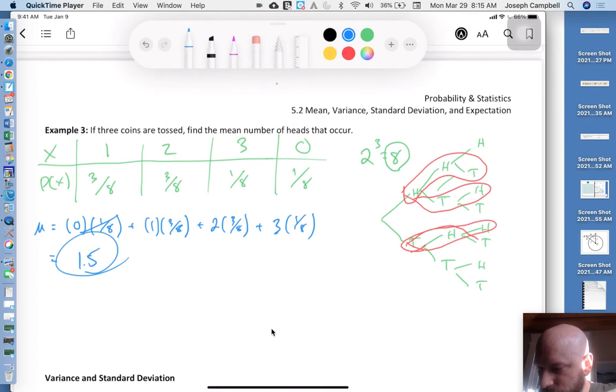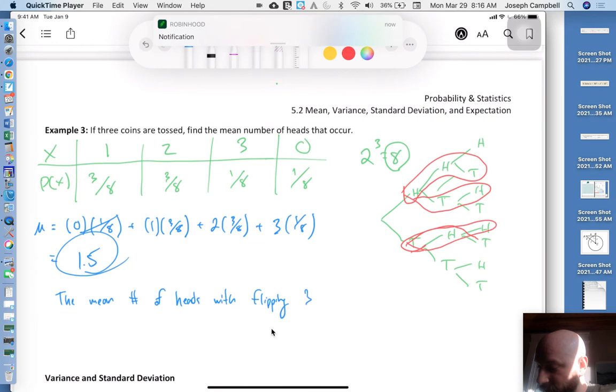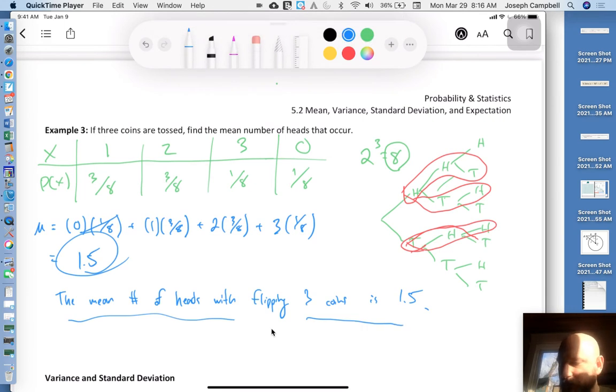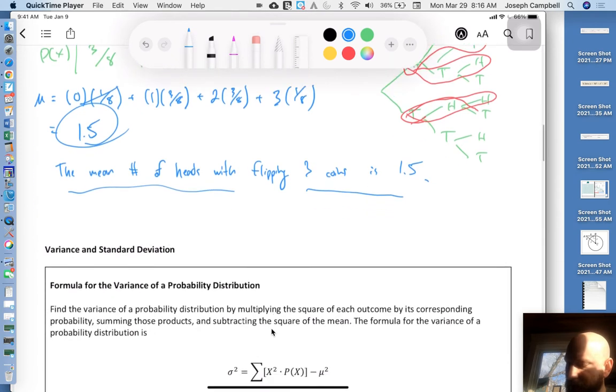So the mean number of heads with flipping 3 coins is 1.5. And it kind of makes sense because it's a half probability, half chance of getting a heads in each toss. So different way of looking at it.